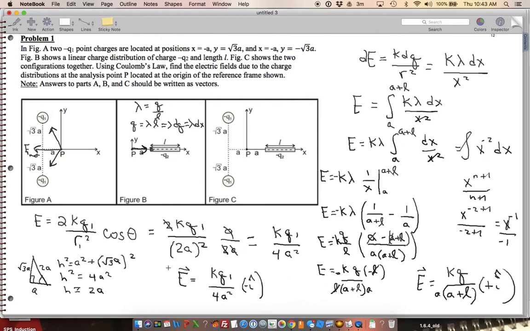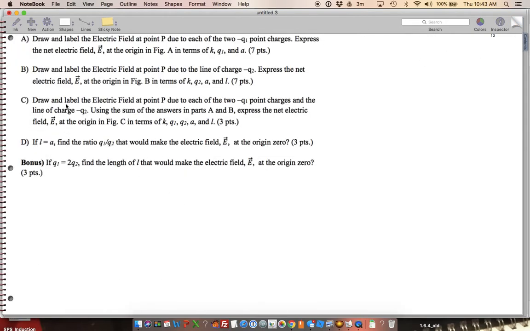Right, so this is my E field for the two charges. This is my E field for the line of charge. So I've done A and B in this, and I've drawn it both on here too. And C says, draw and label the fields due to each of the two point charges and the line of charge. Use the sum and express the net electric field at the origin in terms of those variables.